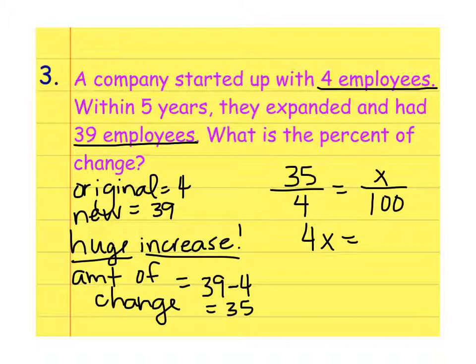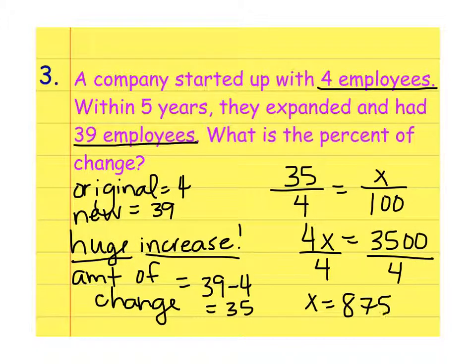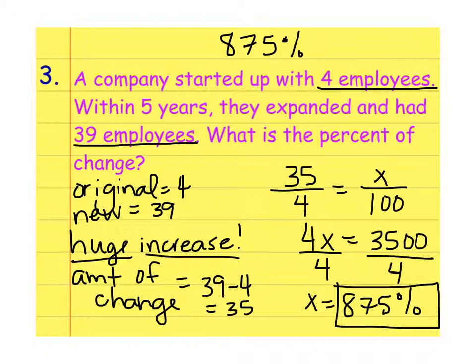Let's cross multiply and solve and finish this up. 4x equals 35 times 100, which is 3,500. And when you divide 3,500 by 4, you're going to get 875. And yes, that is the answer. This company grew so fast, they had an 875% increase in their number of employees. That's the kind of thing you would use to tell investors, you know, you want to invest in my company. Look how fast we're growing. But yes, that is correct mathematically. Think about it like this. If you double, you've gone up 100%, and so on and so forth.